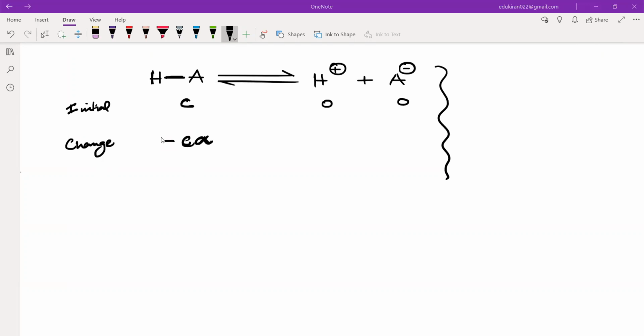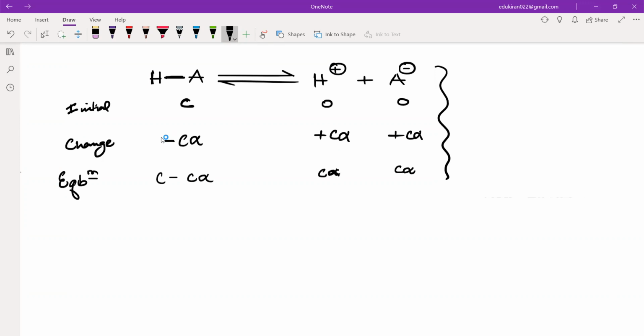If C alpha is getting reacted, how much H plus will be found? Plus C alpha, yes or no? Yes, sir. Because let us say you had 100 moles of acid and half of it got reacted. That means 50 moles got dissociated, and obviously you will get 50 moles of H plus ions and 50 moles of A negative ions. So this will also be plus C alpha. And hence at equilibrium, this will be equal to C minus C alpha, and here it will be C alpha and C alpha.